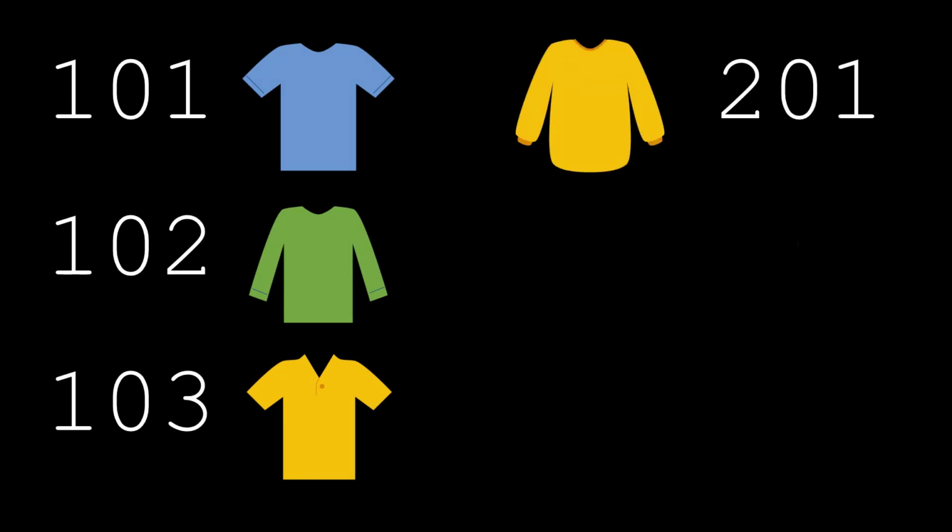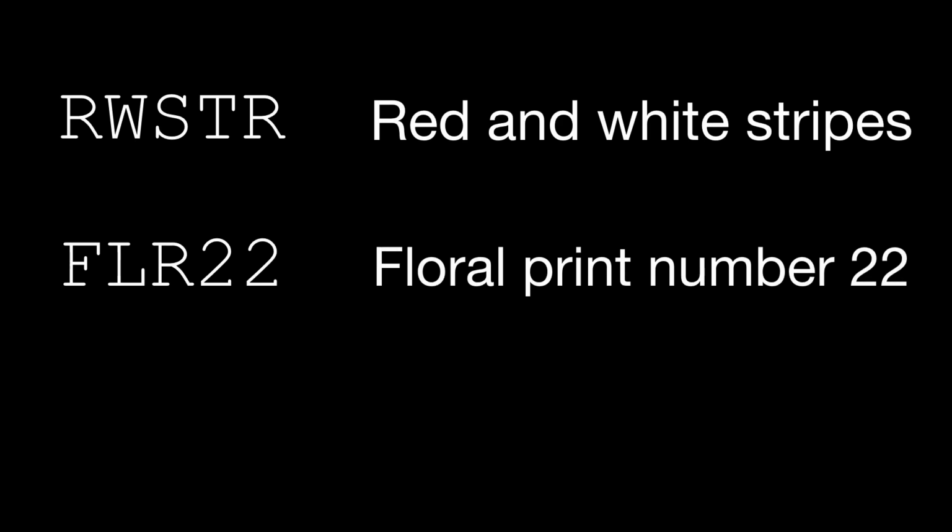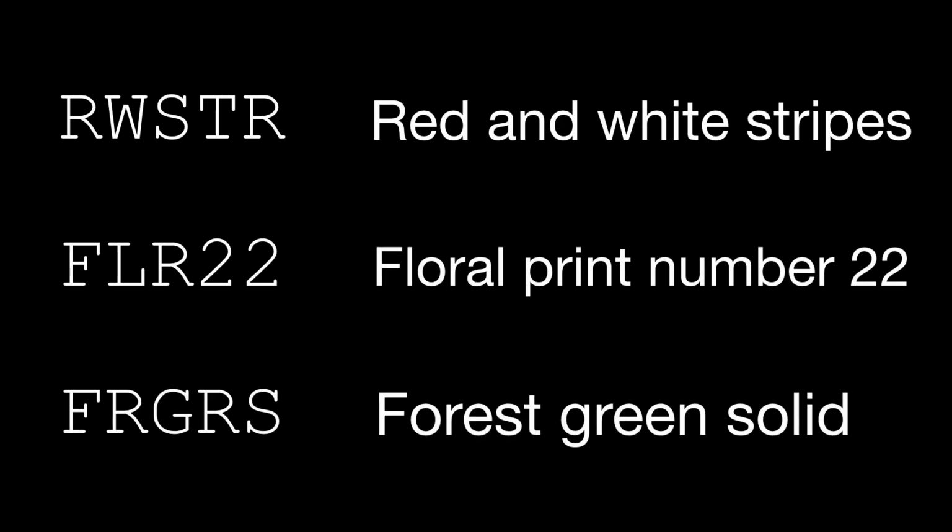The first three characters are digits representing product type. 101 is short sleeve t-shirts, 102 is long sleeve t-shirts, 103 is short sleeve button-up shirts, and so on. 201 is a lightweight sweater, 211 is a medium weight sweater, 901 is a golf hat, and so on and so forth. The next five characters are the color pattern code. RWSTR is red and white stripes, FLR22 is floral print 22, FRGRS is forest green solid. The next three characters are the primary material, like CTN for cotton, DNM for denim, and so on. Finally, we have a two-digit numeric code corresponding to available size variations.